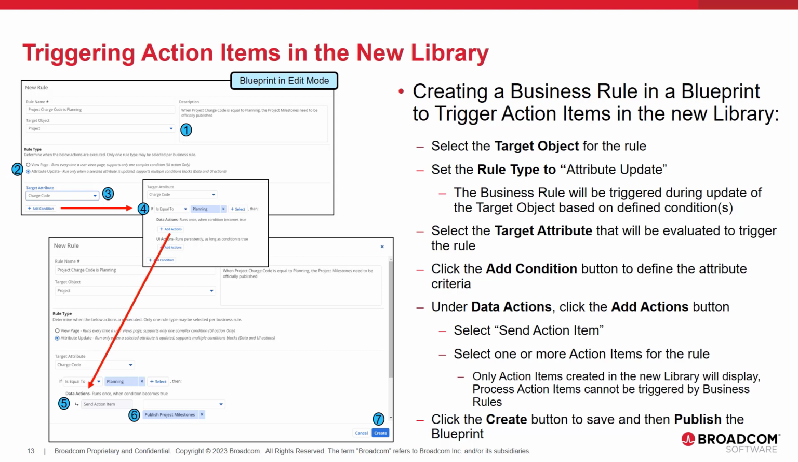Once you're done either creating or updating your business role, you'll click Save or Create, and then you'll publish your blueprint and make sure that your business role is enabled.